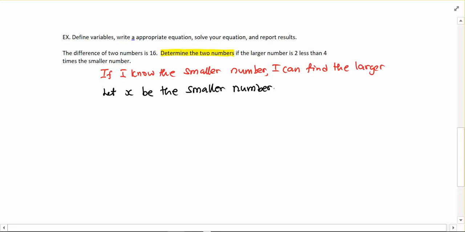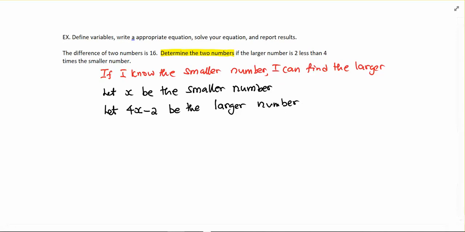Right? Then I'm going to say let 4 times x minus 2, 4 times 2 less than 4 times the smaller, be the, oh, not there, be the larger number. Right? So we've got the smaller number, we've got the larger number.